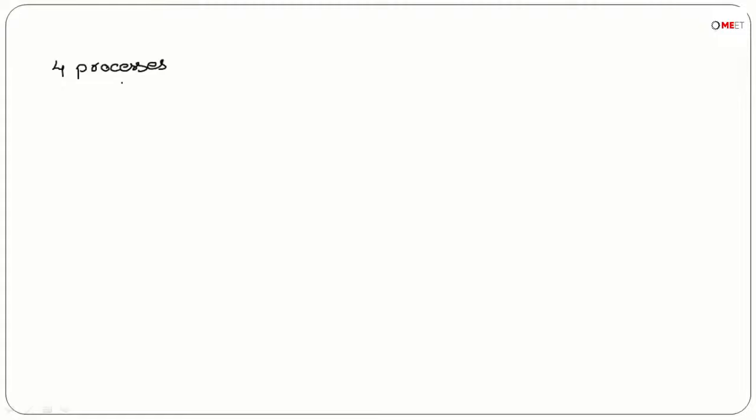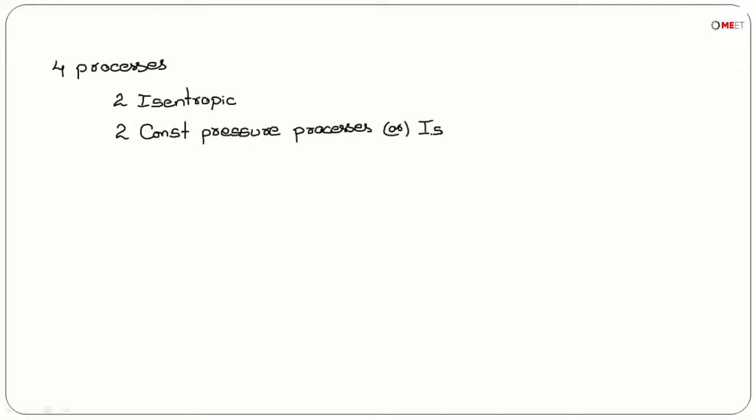out of which 2 are isentropic processes and 2 are constant pressure processes, or you can also call them isobaric processes.